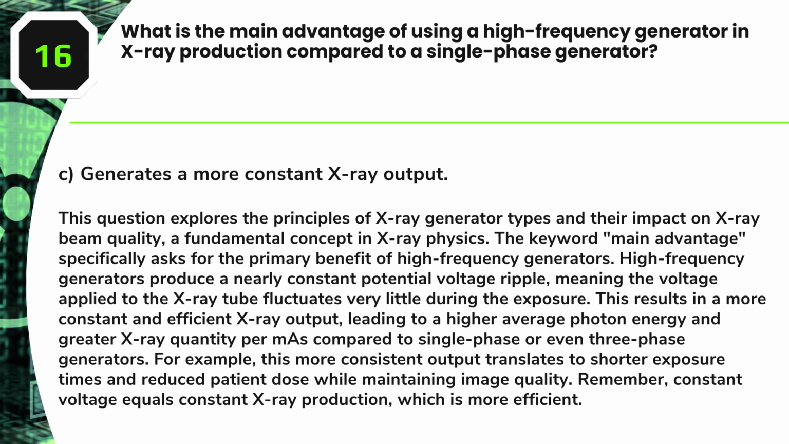High-frequency generators produce a nearly constant potential voltage ripple, meaning the voltage applied to the X-ray tube fluctuates very little during the exposure. This results in a more constant and efficient X-ray output, leading to a higher average photon energy and greater X-ray quantity per mAs compared to single-phase or even three-phase generators. For example, this more consistent output translates to shorter exposure times and reduced patient dose while maintaining image quality. Remember, constant voltage equals constant X-ray production, which is more efficient.